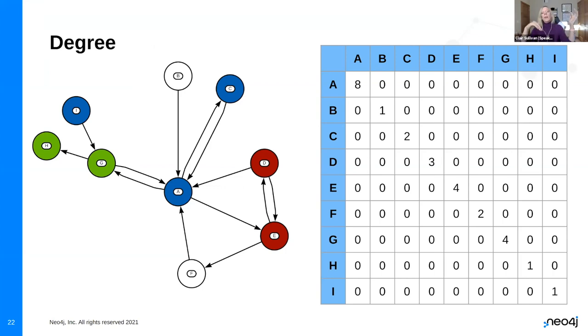Which means how many relationships coming in and out of it does that node have? Now we could talk about in degree. In degree is just how many nodes are coming in, out degree, how many nodes are going out. So we can see that A here, if you were to count the number of arrows associated with A, you get 8. So I have a diagonal matrix here showing the degree of each of the nodes.